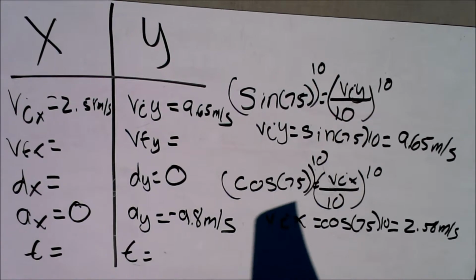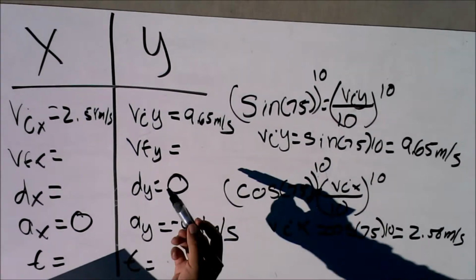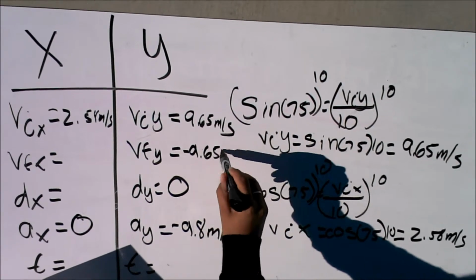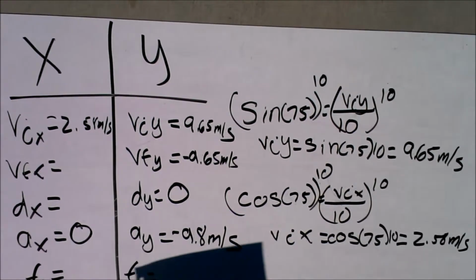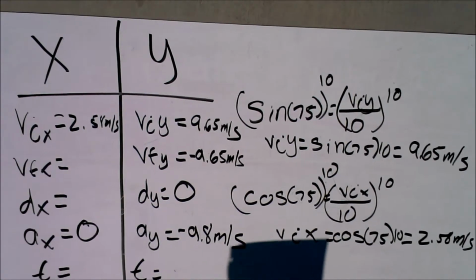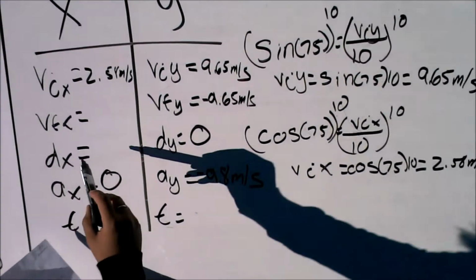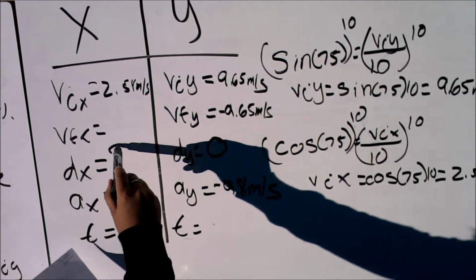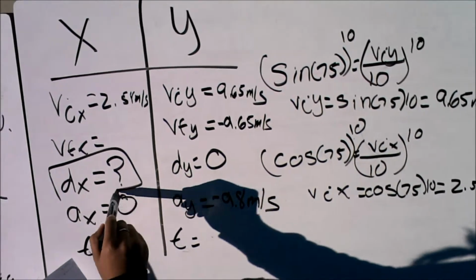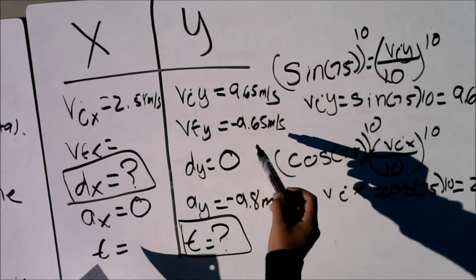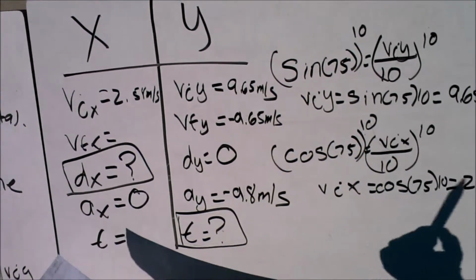And a shortcut we know obviously is that the final velocity would be negative 9.65 because it's just coming down. It's not accelerating, it's constant, so it's just going to be negative. So now I want to know the distance traveled horizontally and the time. I have 4 pieces of information right here, so I could solve it.